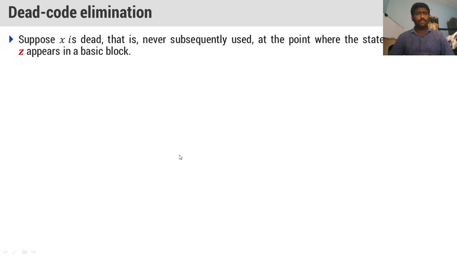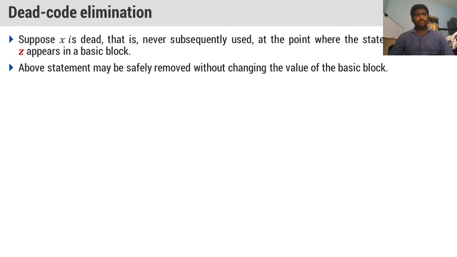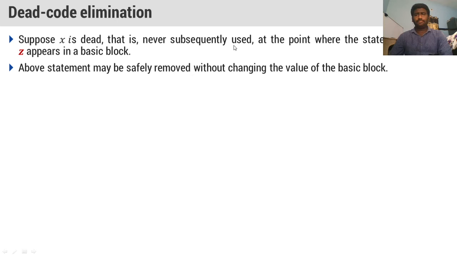Next one is dead code elimination. Dead code means if any dead code is present in the code we have taken, we are going to eliminate that code. So now we are talking about basic blocks. We are going to eliminate the dead code from the basic blocks. How are we going to eliminate it?